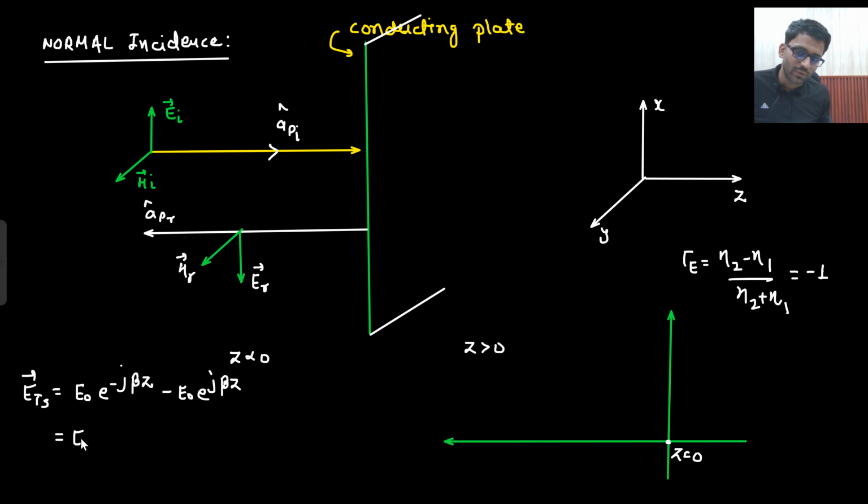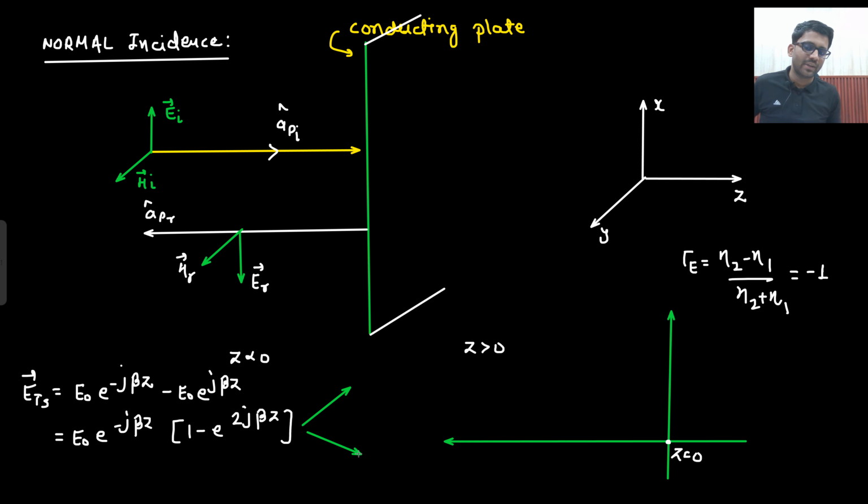Now what we used to do? We used to take E naught e to the power minus j beta z as common. Then 1 minus e to the power 2j beta z would be left here. Now what will be the maximum value and minimum value? Maximum value will be 2 and minimum value will be 0. And now directly you can see that at z equals 0 you will get minima, right?